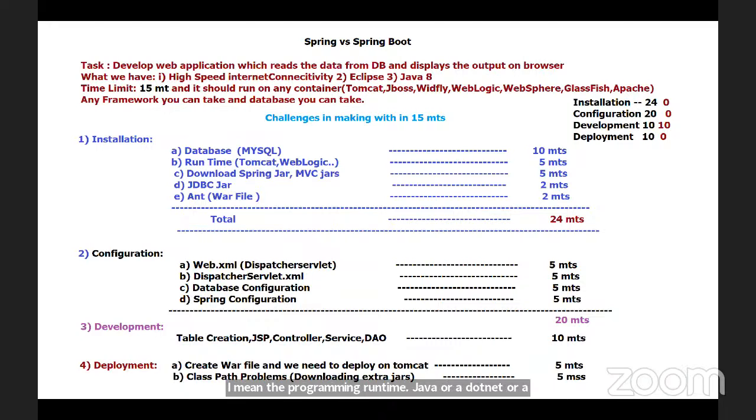And that laptop has high-speed internet connectivity, with Eclipse and Java. When I prepared this slide it was Java 8, a long time back. Now there's Java 21, but I don't want to go into versions, just the latest version of Java. These are the things we have. But the time limit is 15 minutes. Why do I need to develop in 15 minutes? Why can't I take 1 hour or 2 hours or 3 hours or half a day?